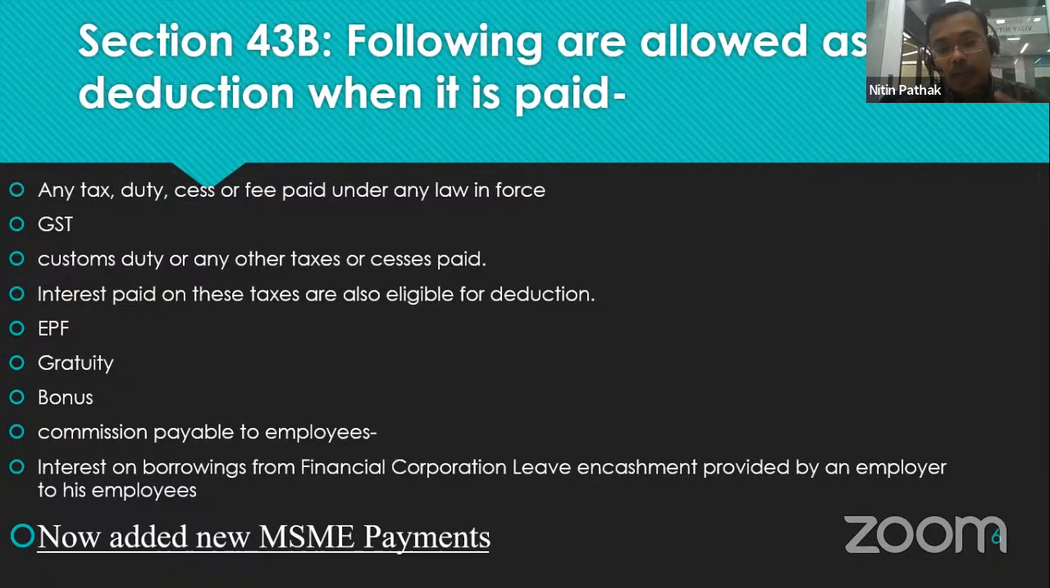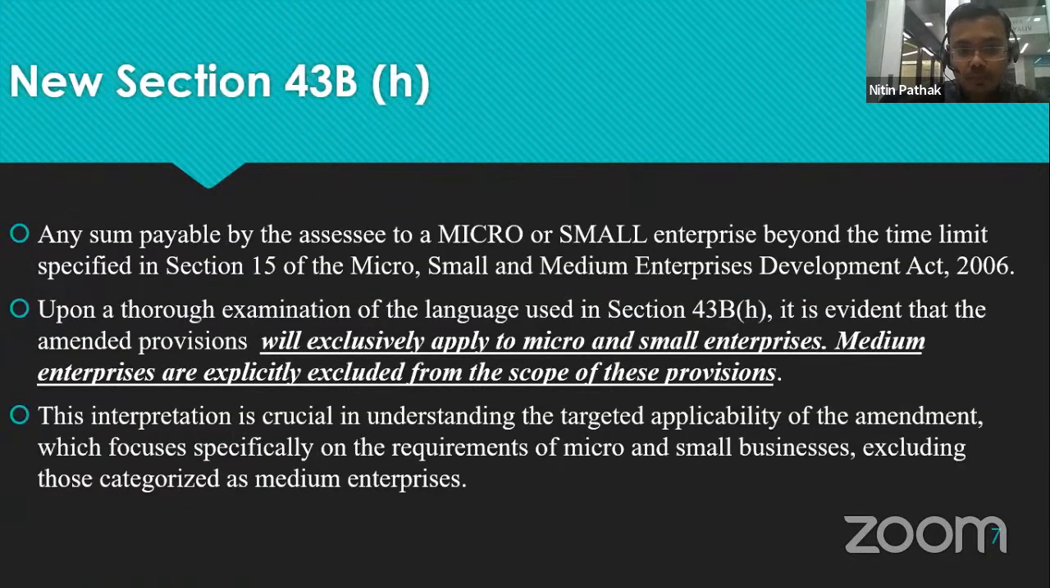Now they have amended this section by introduction of the new Section 43BH: any sum payable by the assessee to micro or small enterprise under the Micro, Small and Medium Enterprises Act. Upon thorough examination of the language used in 43BH, it is evident the amended provision will be exclusively applied to micro and small enterprises. Medium enterprises are explicitly excluded from the scope of this provision. What is medium? Who is a medium enterprise? We will discuss later on.